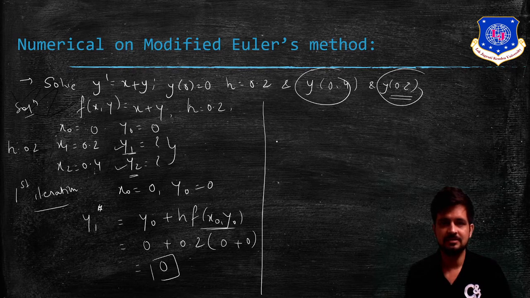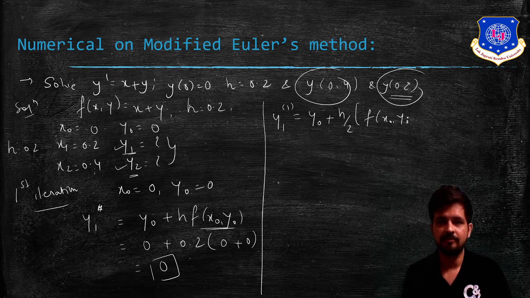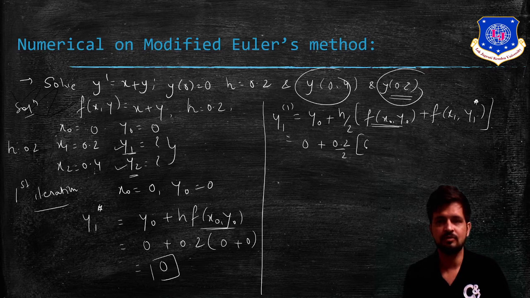Okay, this is my y1 star. Now I have to find y11, the first approximation using modified Euler's method. It can be written as y0 plus h by 2 into f of x0 y0 plus f of x1 y1 star. What is our y0? 0. What is our h? 0.2. So 0.2 by 2 into f of x0 y0, which we have already found to be 0, plus f of x1, where x1 is 0.2 and y1 star we have already found, that is 0.